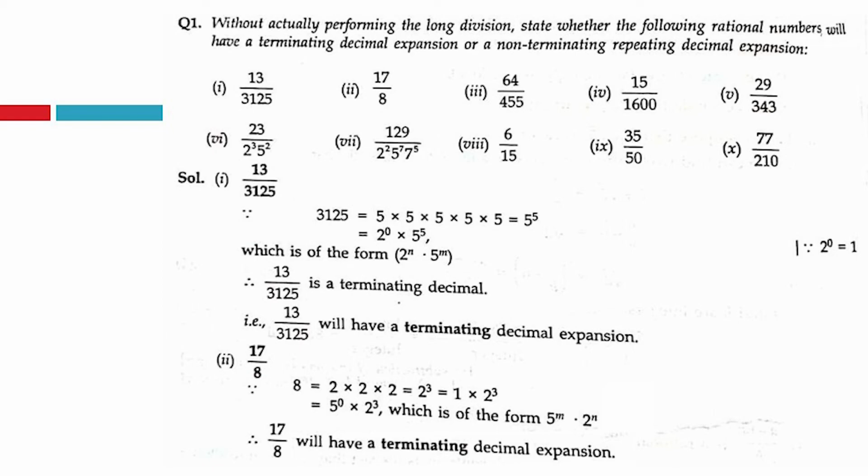Question 2, 17 by 8. 8 equals 2 into 2 into 2, that equals 2 cube, equals 1 into 2 raised to 3, that is equals 5 raised to 0 into 2 raised to 3, which is of the form 5 raised to m, 2 raised to n. Therefore, 17 by 8 will have a terminating decimal expansion.